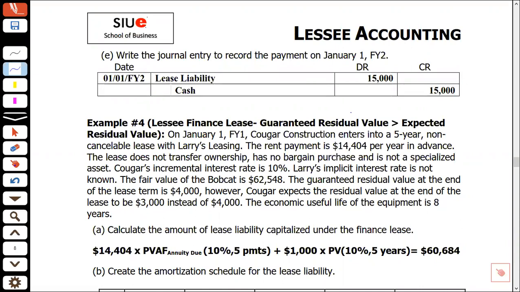So the journal entry to record the payment on the last example is just cash credit 15,000, and it all goes to lease liability. All right, it is as simple as that.